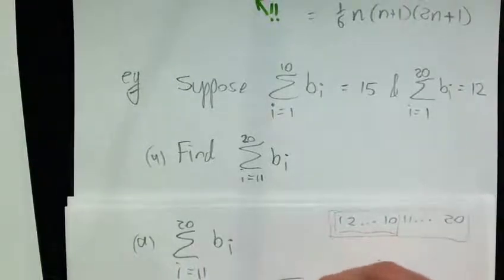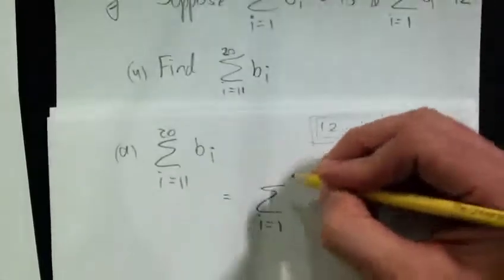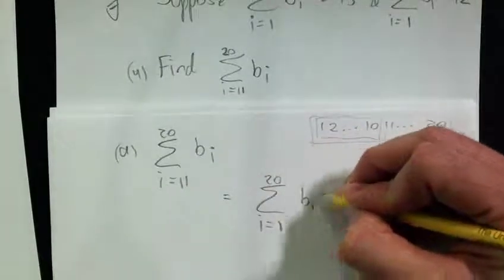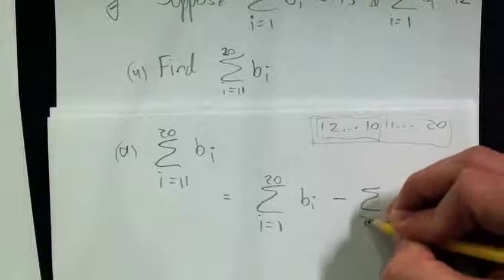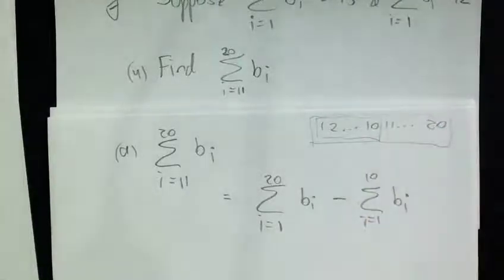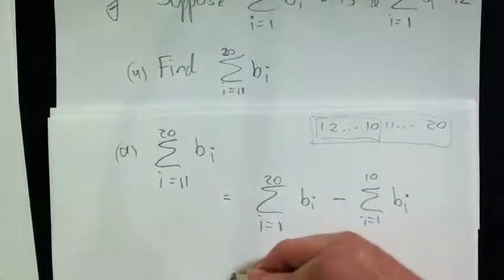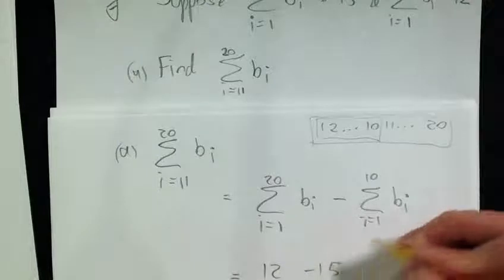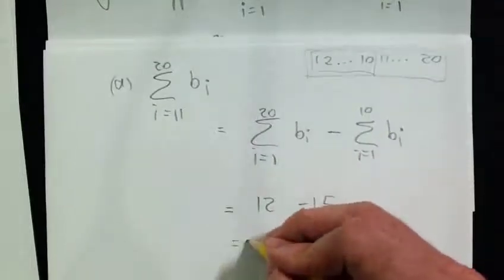So that would be everything from 1 to 20, take off the bit from 1 to 10. Now that is similar to what I showed you before, but backwards. Okay, it works just as well with minuses as it does with plus. I've got the whole bit from 1 to 20, and then I'm going to take off the bit from 1 to 10, and that's going to leave behind the bit from 11 to 20. And I know what these answers are, 12 minus 15, and that comes out to minus 3.